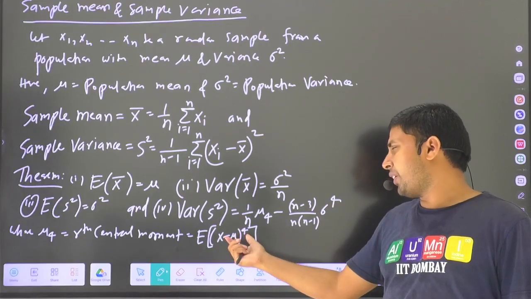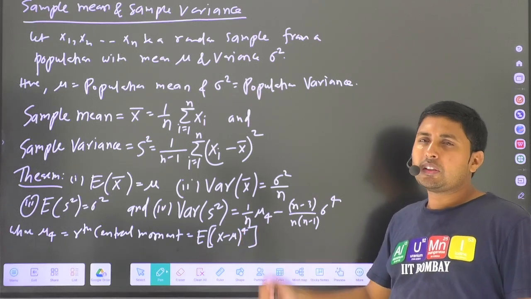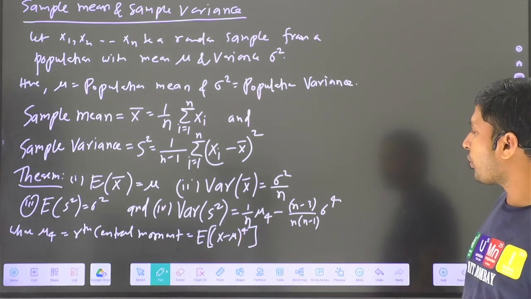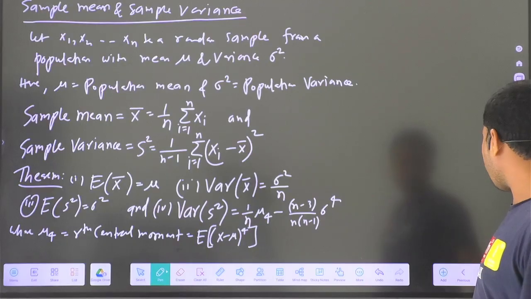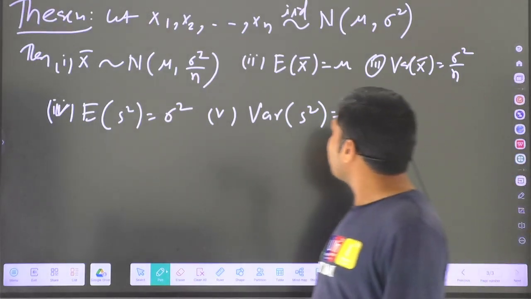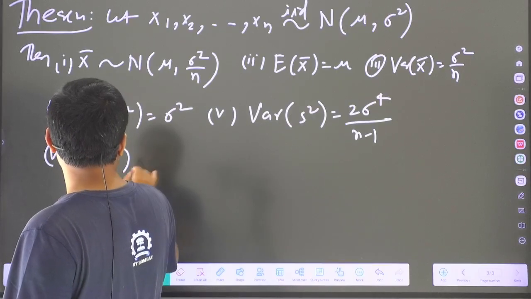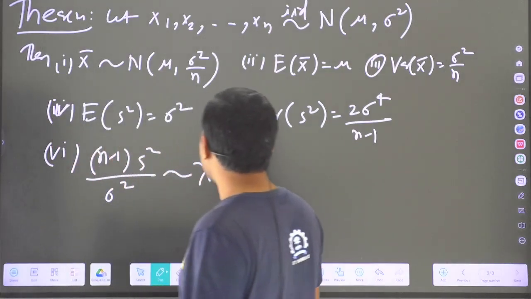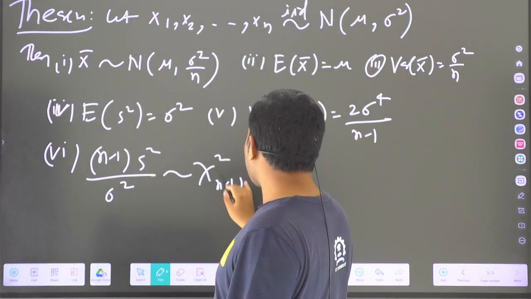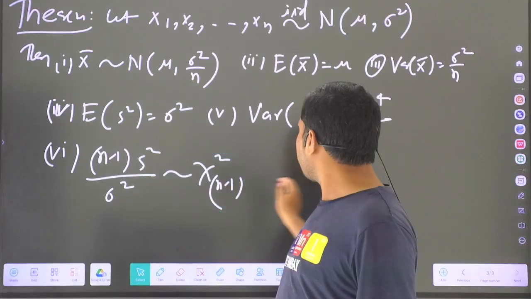So that will be 3 times sigma raised to power 4. And if you simplify it, after simplification you will get this. And the sixth one is: n minus 1 times s square by sigma square will have distribution chi-square with n minus 1 degree of freedom.